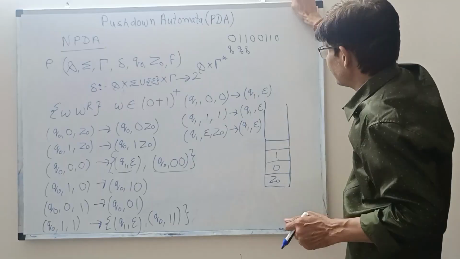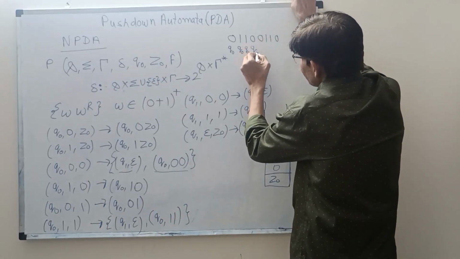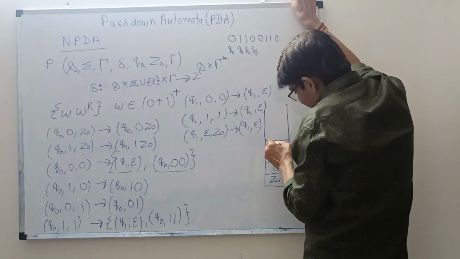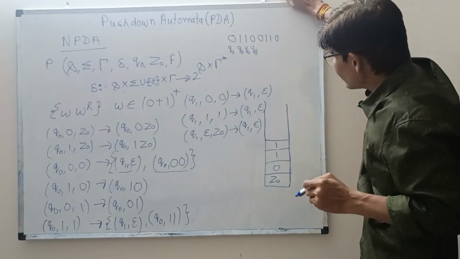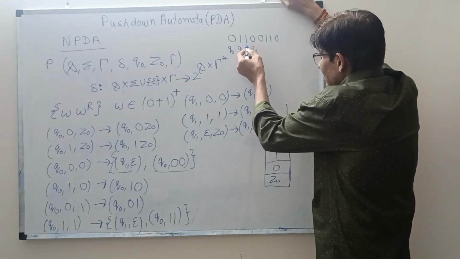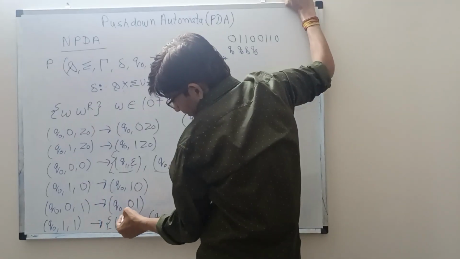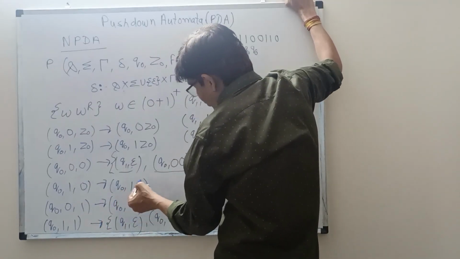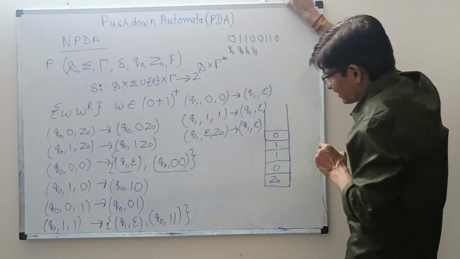So now you can see, trying this combination we will have Q0 again, and I will push 1 into the stack, and then I am in Q0, I'm reading 0, and 1 is on the top of the stack. So this is the combination. So I can simply push 0 into the stack. So I can push one more symbol into the stack here.